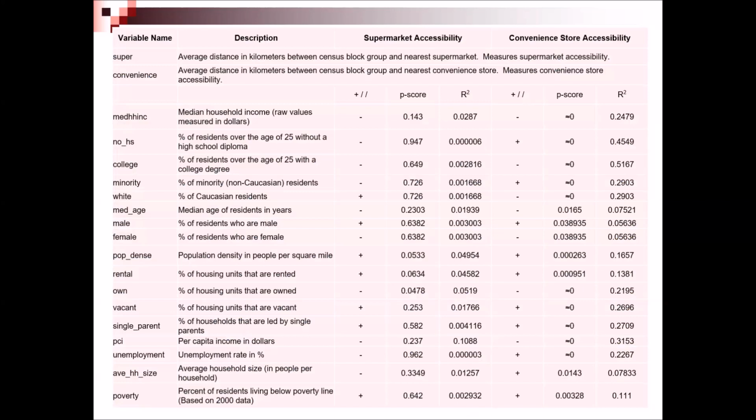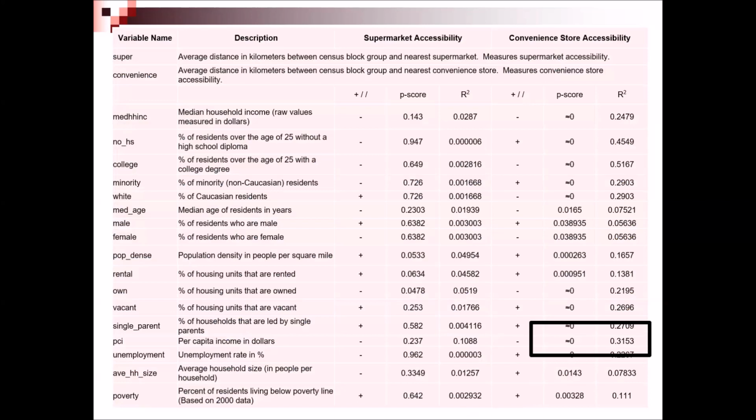Because now when we circle back to those factors that explain supermarket accessibility and convenience store accessibility using things like no high school, college, minority, white, median age, male, I run these against each other. And what we start to see is, hey, per capita income in dollars, it's got an R squared of 0.313. So basically 31% of supermarket accessibility can be explained. 31% of convenience store accessibility can be explained using per capita income.